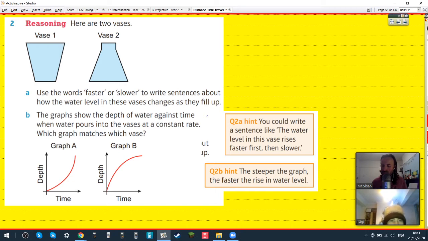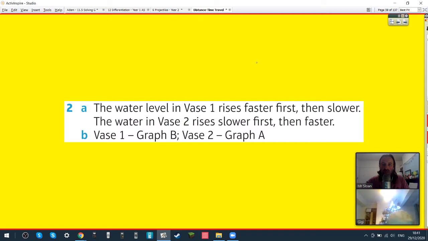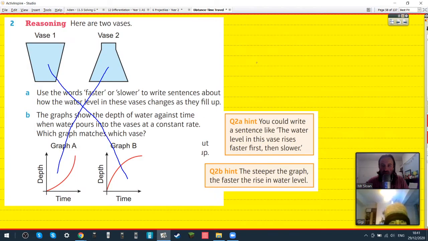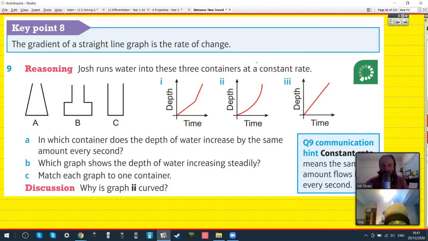Okay, match these up, or you can do the worded part A. Vase 2 is faster. It would be A. Yeah. And 1 would be B. The water level in vase 1 rises faster first, then slower. The water in vase 2 rises slower first, then faster. So that's why those graphs look the way they do.